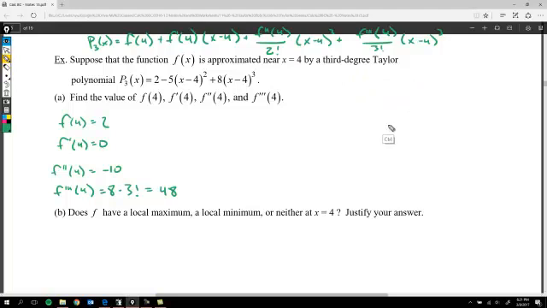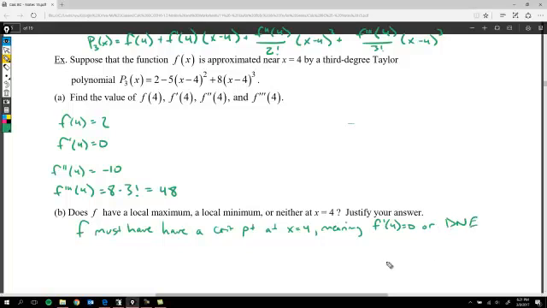Then part B asks if we have a local maximum, a local minimum, or neither at x equals 4. Judging from what we know, I need to have a critical point at 4, so that means that my first derivative either needs to be undefined or 0. So I'm going to go ahead and write that out. I know f must have a critical point, or a critical number, at x equals 4, meaning that f prime of 4 equals 0 or does not exist. Well, that's definitely true. F prime of 4 is 0.